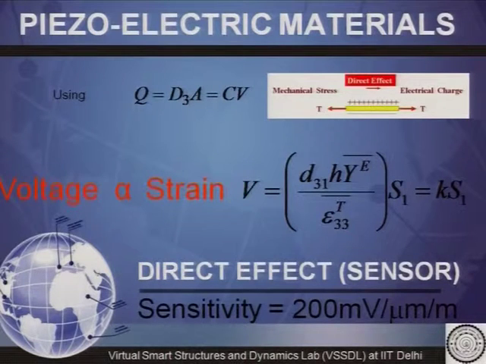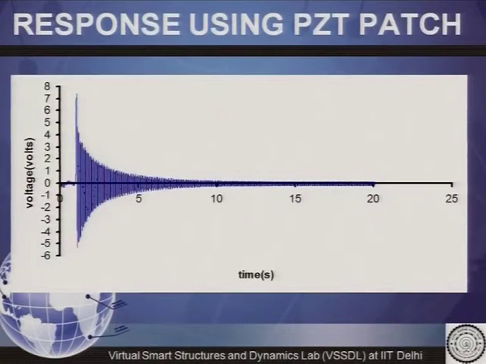And the sensitivity of piezo material is 200 millivolts micrometer per meter. This is the plot of a typical voltage response of a piezoelectric material attached to the structure. In this plot you can see the variation of voltage with respect to time, and you can observe that initially the voltage is high and slowly it dies down due to damping of the material.